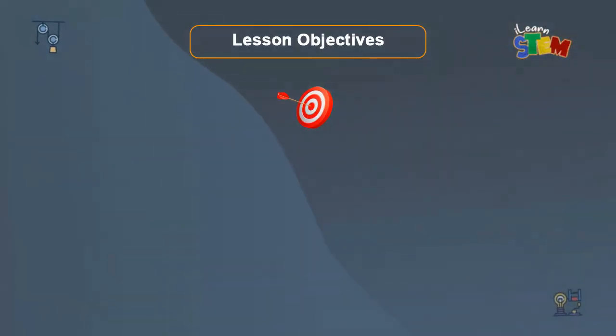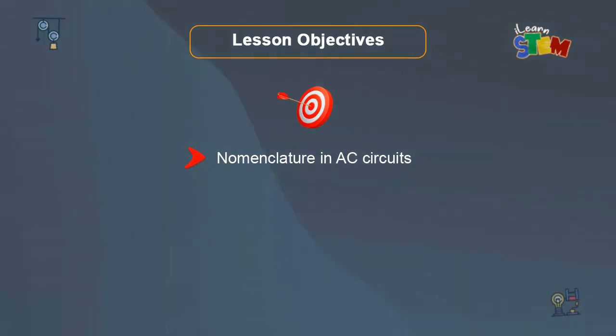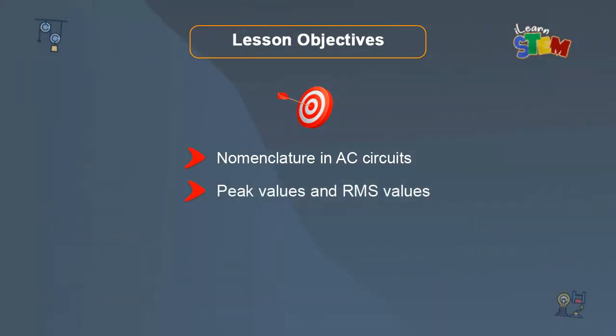Here are our lesson objectives. First, we are going to explore the nomenclature in AC circuits. Next, we will look at peak values and RMS values. And finally, we will study inductive reactance.